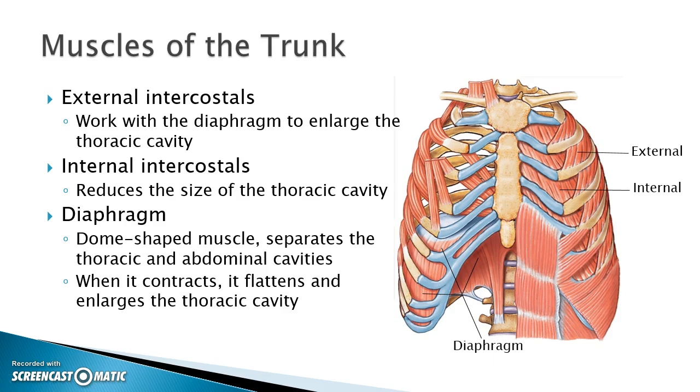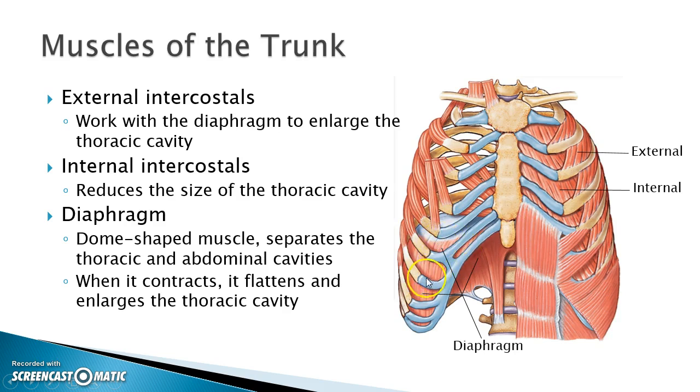All right, a little bit deeper, we have the external intercostals, internal intercostals, and the diaphragm. The external intercostals and the diaphragm are primary muscles of inspiration. So when you take a deep breath in, these muscles are contracting. And the external intercostals, when they contract, they're going to pull the ribs away, and that's going to increase the size of the thoracic cavity.